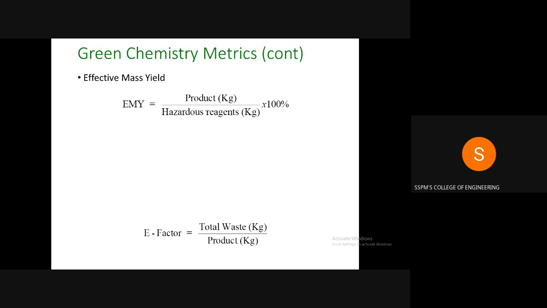Then next is the E factor. So E factor is important. How can you calculate the E factor? Total waste upon product. So tumhala ekadi chemical reaction dili tar tyachyamadhe total waste kiti tayar zalay ani product kiti ahe. So tyavarun tumhi he calculate karu shakta. What is E factor?